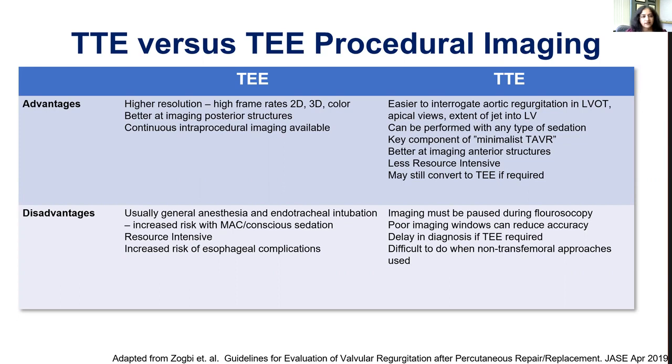This is a nice table that summarizes the advantages to transthoracic echo over TEE and vice versa, and some of the options to consider. In general, we use TTE as a first-line approach for TAVR with a very low threshold to convert to TEE if required.